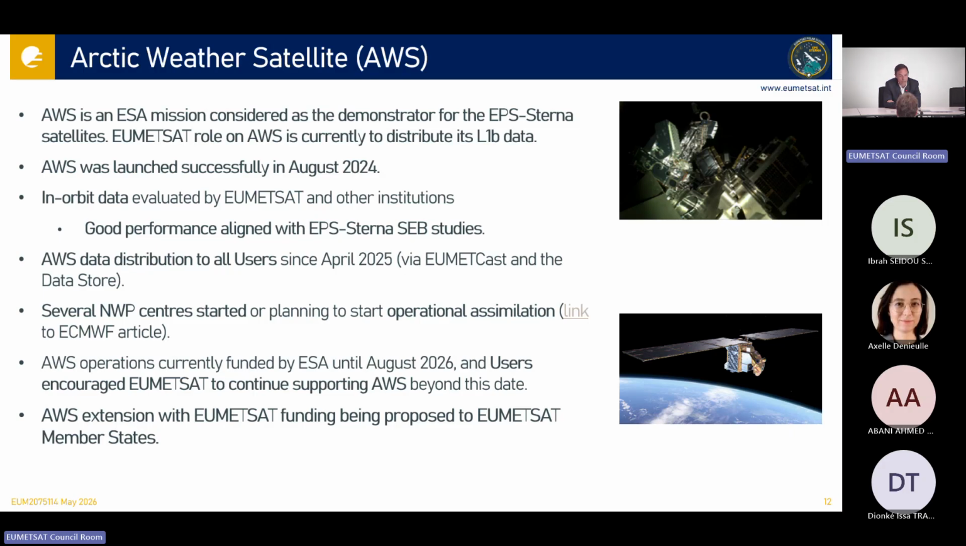We are distributing the data, as you probably are aware, and several NWP centers are planning to use those data operationally. The mission operations are currently funded by ESA, but the funding is running out as of August this year. So EUMETSAT is proposing to its member states an extension of this mission financed by EUMETSAT. And that's all on my side.